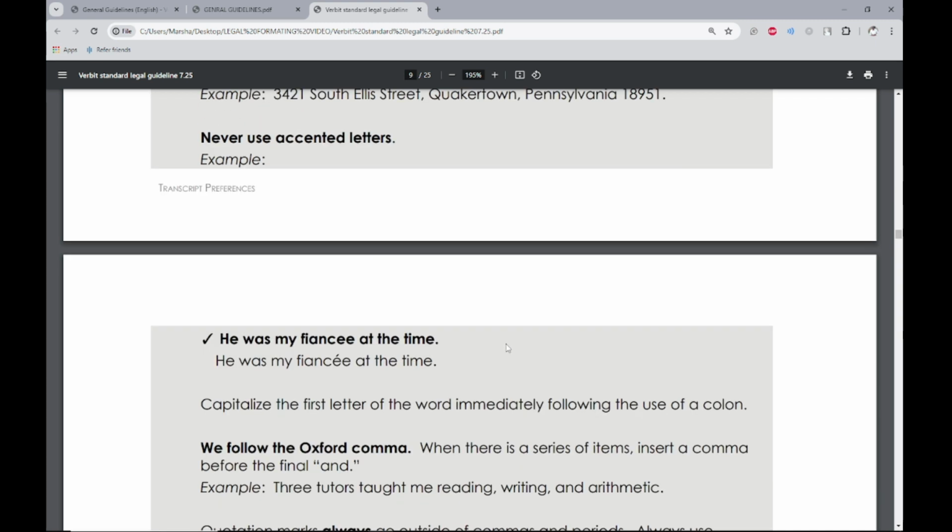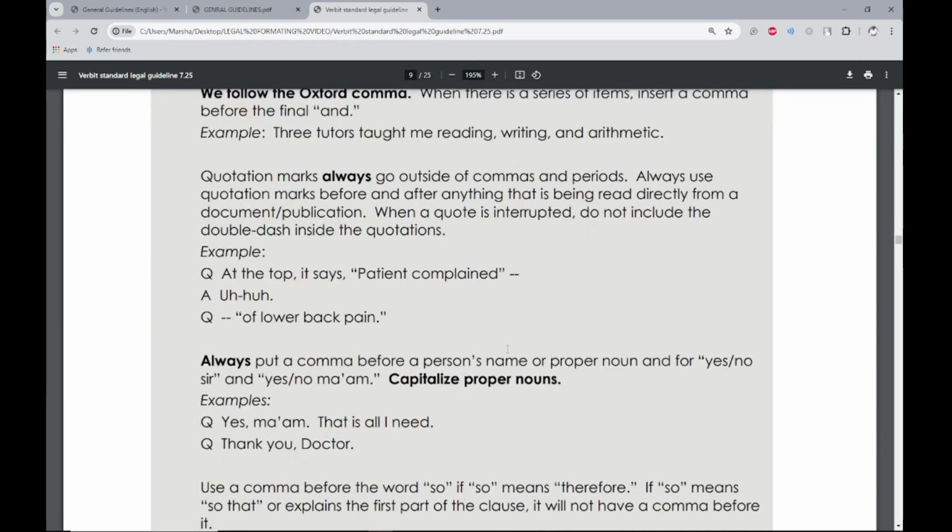I'm taking you through what I'm seeing. It's the general legal guidelines. So the things I was telling you about the interruption, like this one at the top, it says "patient complained." Then there's an interruption. The witness says okay, so that one is an interruption, and you can see there's a double dash there, and there's a double dash here to show that it's a continuation of this sentence here, right?